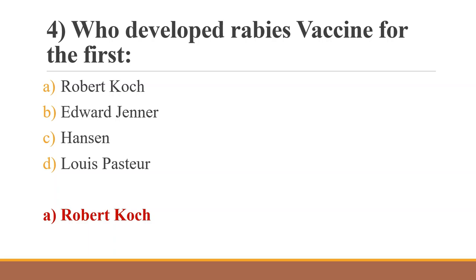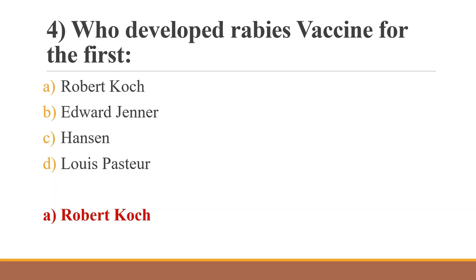Option C, Hansen, who identified Mycobacterium leprae. Leprosy is also known as Hansen's disease. Then Louis Pasteur, who developed the earliest vaccines against fowl cholera, anthrax and rabies.